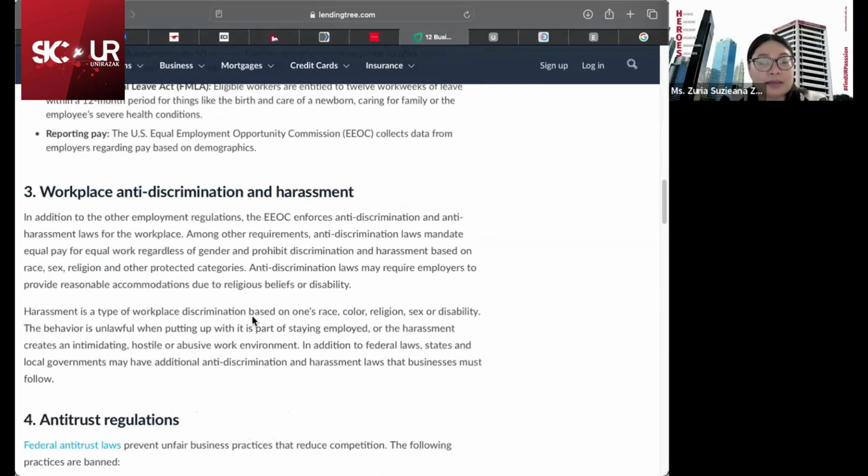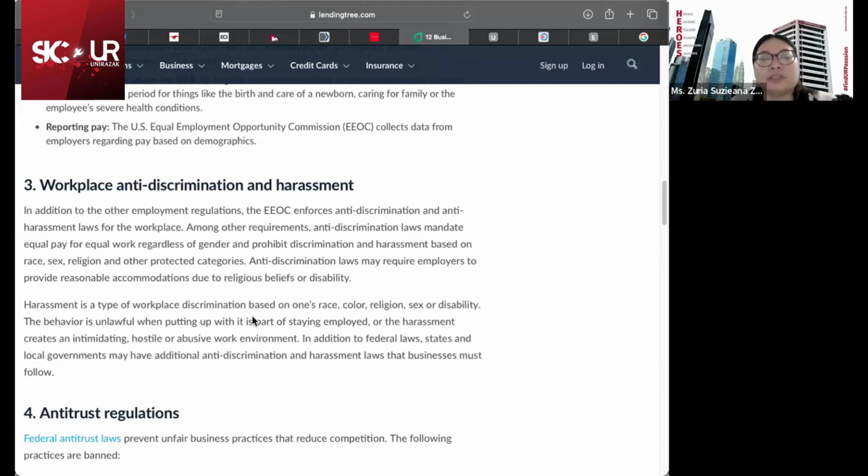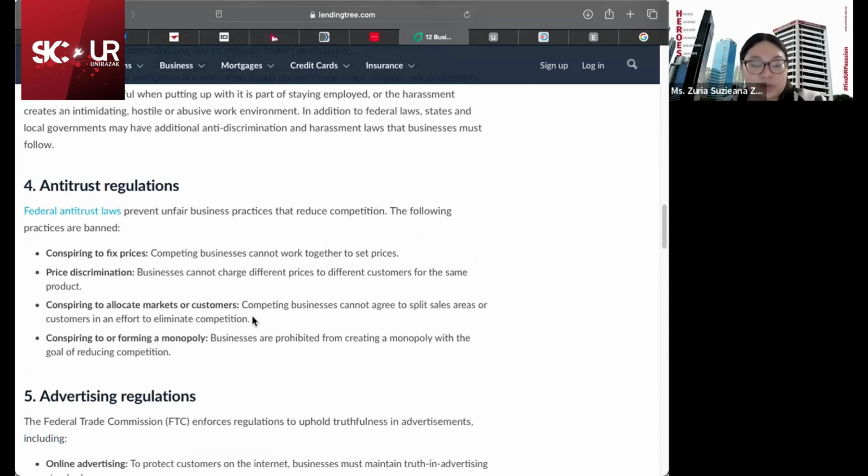Workplace anti-discrimination and harassment. Okay, antitrust regulation, this is about competition. So be careful with your price fixing. Competing businesses cannot work together to set prices. And then price discrimination as well, to charge different prices to different customers for the same product.